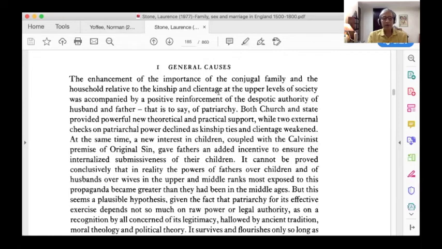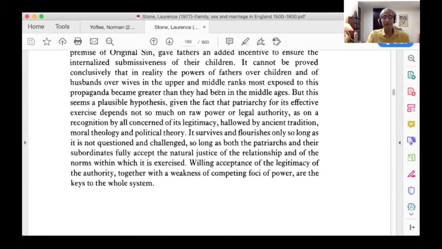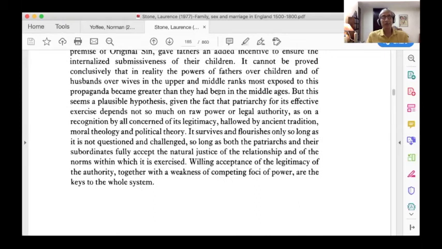It cannot be proved conclusively that in reality the powers of father over children and of husbands over wives in the upper and middle ranks most exposed to this propaganda became greater than they had been in the Middle Ages, right? But this seems a plausible hypothesis, given the fact that patriarchy, for its effective exercise, depends not so much on raw power or legal authority as on the recognition by all concerned of its legitimacy, hallowed by ancient tradition, moral theology, and political theory.